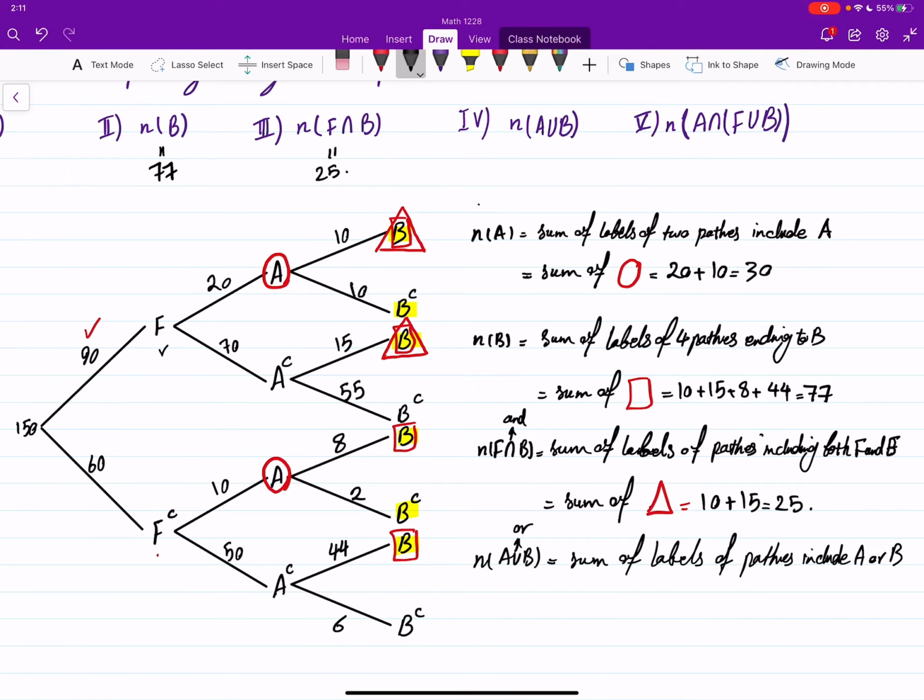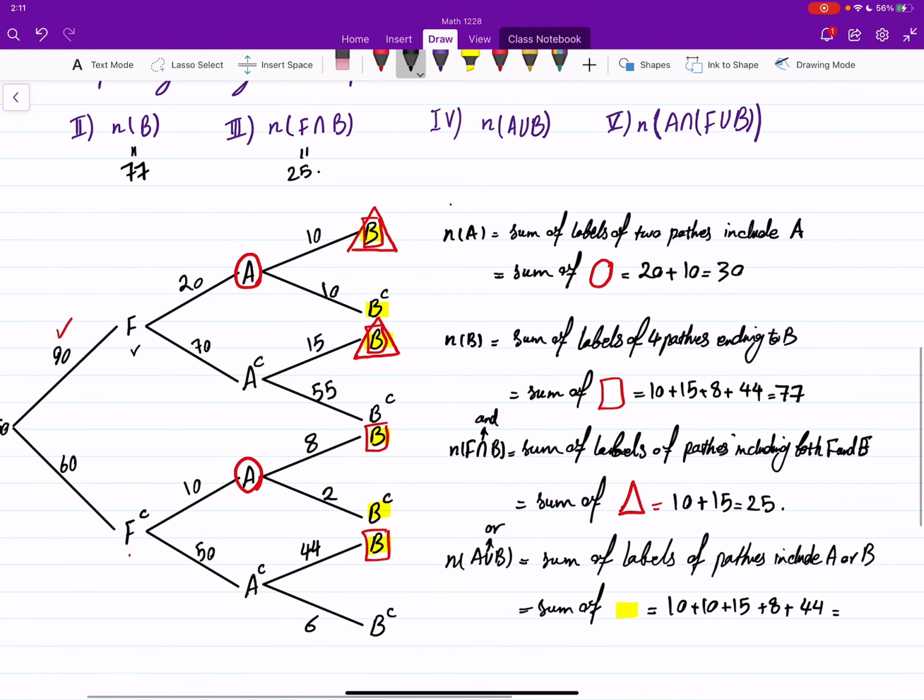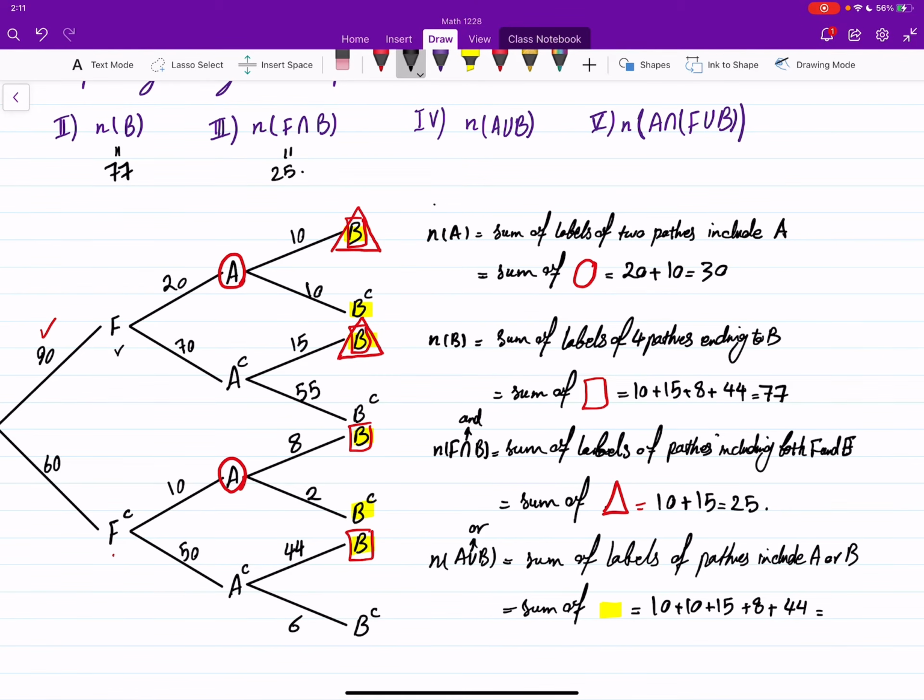So I have to find the sums of all the paths with the highlighted labels. This will be what? This is 10, 10, 15, and then we have 8 there, and then we have 44. That will give me 35, and then 43. It is a little bit off. Okay, 20, 35, 43, and then there is a 44 here. This is 87.